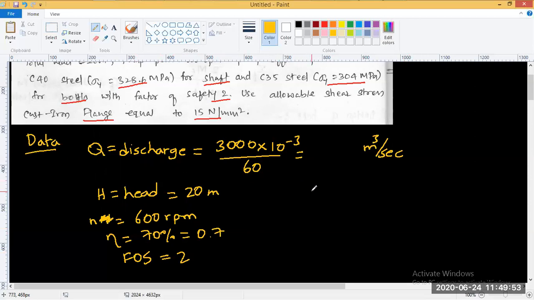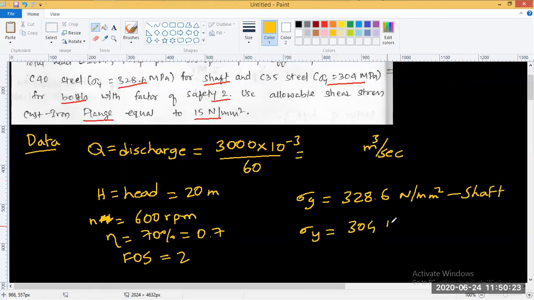Okay, and also we need to write the yield stresses for each material. So yield stress sigma y equal to 328.6 newtons per mm squared for shaft. Okay, so this is important. We need to substitute those particular values whenever you are substituting or checking for stresses, right? And sigma y is 304 newtons per mm squared for bolts. So this is for bolts.